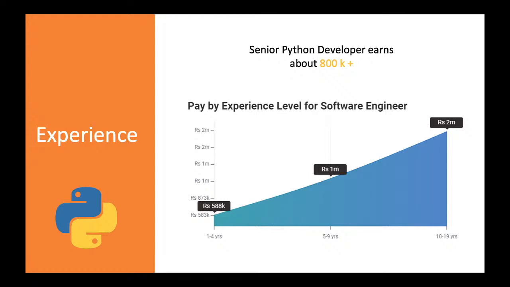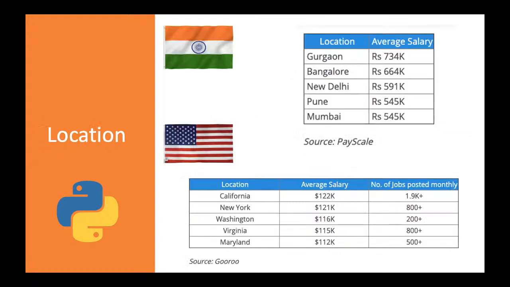Okay. If we see the chart with India and the USA, we'll find that in India we have the city Gurgaon, which has the average salary of most Python developers, right? So that is also very good, right? And in the USA, we see California posting around 1900 plus job profiles every month for Python developers, right? And every job profile gets a salary around 122K. Right? That's also important, right?